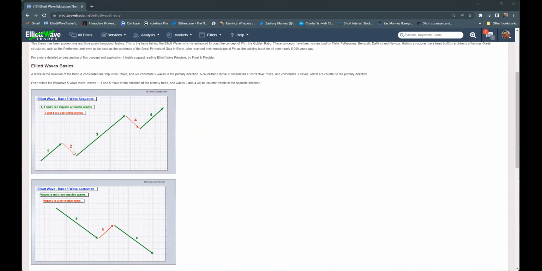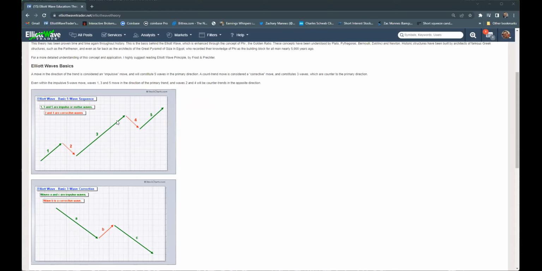Usually the nomenclature is 1, 2, 3, 4, 5 for the move to the upside, and the most general and simple correction is an ABC correction to the downside. Now, when you put it together, that same 1, 2, 3, 4, 5 and ABC down can be the subwaves inside of the 1, 2 of a larger structure, or maybe the 1, 2, 3, 4, 5 is the 3rd wave of a larger structure. So that's how we look at the fractal aspect.